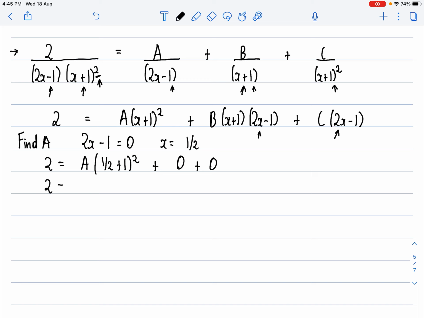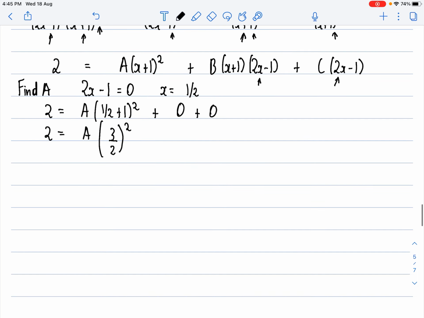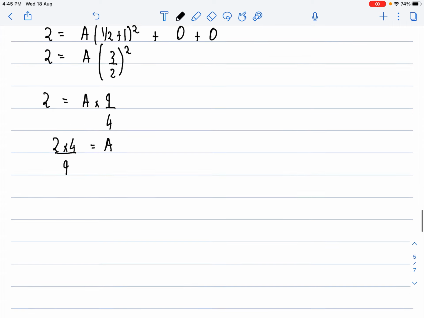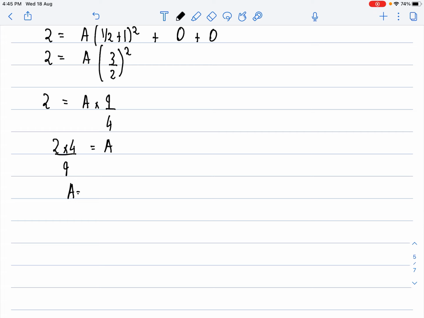So now I can write this as 2 equals to a into 3 over 2 the whole square. Now this can be written as 2 equals to a into 3 square, correct? 3 square is basically 9 over 2 square, which is 4. So now I can write this as 2 into 4 over 9, which is equal to a. So 2 into 4 is basically 8. So I get my a basically as 8 over 9.